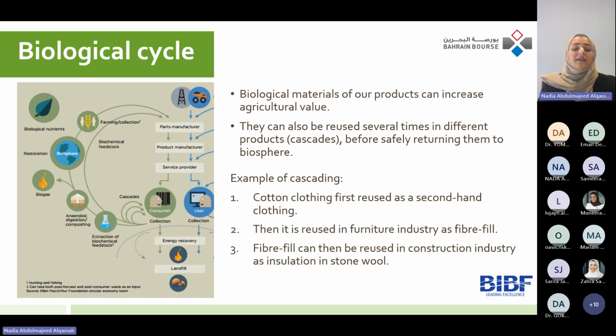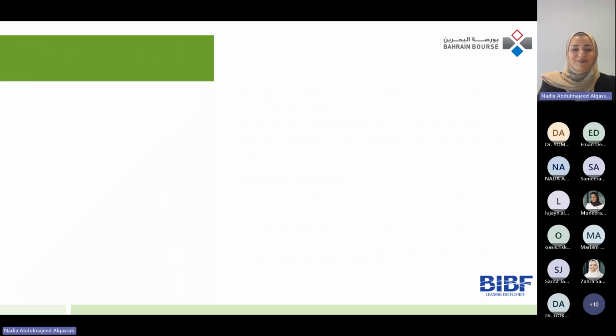Examples of cascading: for example, cotton clothing can be used, then we can use it as second-hand clothing. Then we can use the same cotton clothing in furniture. Then we can use it in the construction industry for insulation. Interesting, isn't it? I thought that concept was interesting.